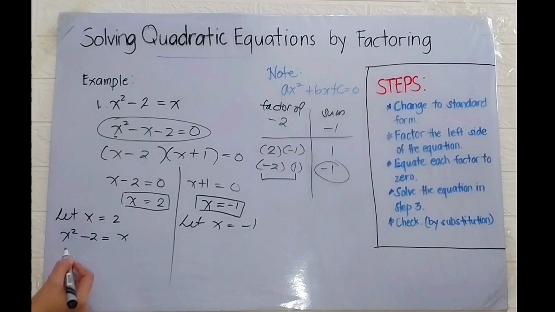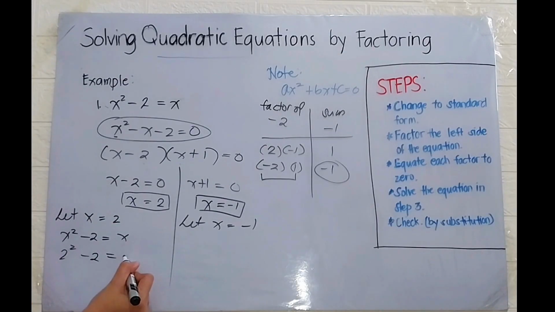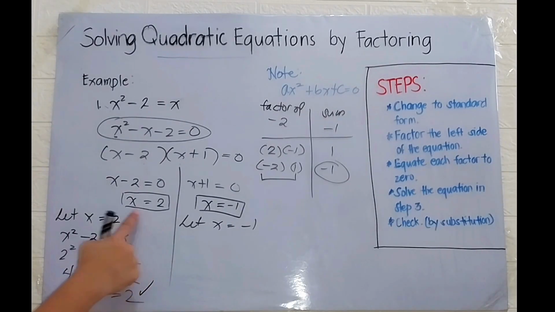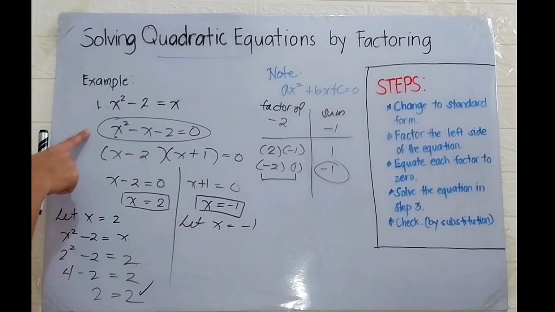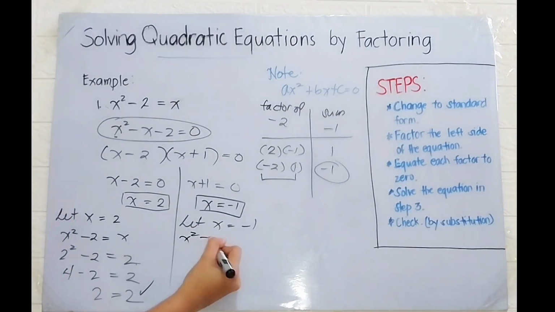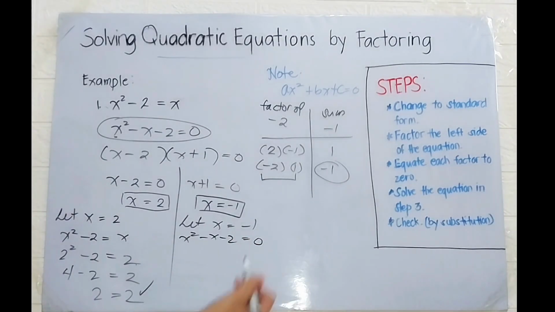Okay? So, x squared minus 2 is equal to x. Substitute the 2 for all x. 2 squared minus 2 is equal to 2, since our x is 2. 2 squared is 4. Minus 2 is equal to 2. 4 minus 2 is 2, equal to 2. Is 2 equal to 2? Yes. So, therefore, our value of x is correct. Now, let's try the standard form of our given equation. So, x squared minus x minus 2 is equal to 0.